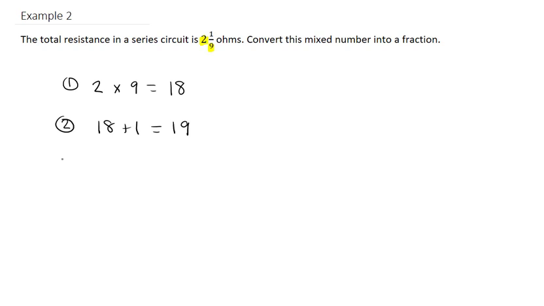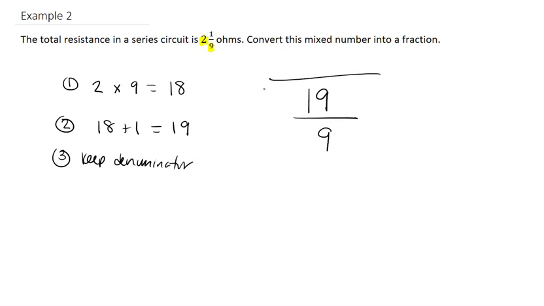Now step 3 is to keep our denominator. So we have 9. And we have 19 from step 2. And we can't reduce, as 19 over 9 is in its lowest term. So that would be our answer to this problem. Now let's go over how to convert a fraction to a mixed number.